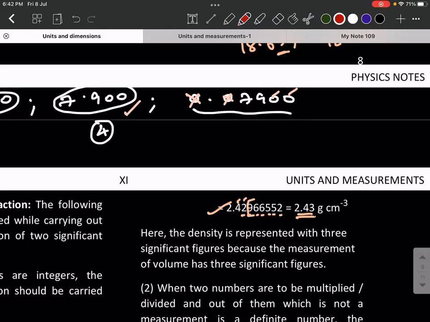Clear? So this is what you're supposed to do. And the same logic is applicable for other branches of science as well. So measurement has nothing to do with just physics, chemistry or math, or biology. It is the same with other parts as well. And mainly you're doing all these things only for the sake of your record book.